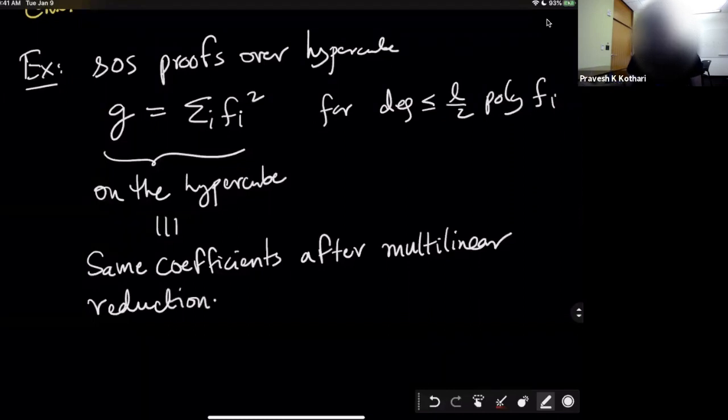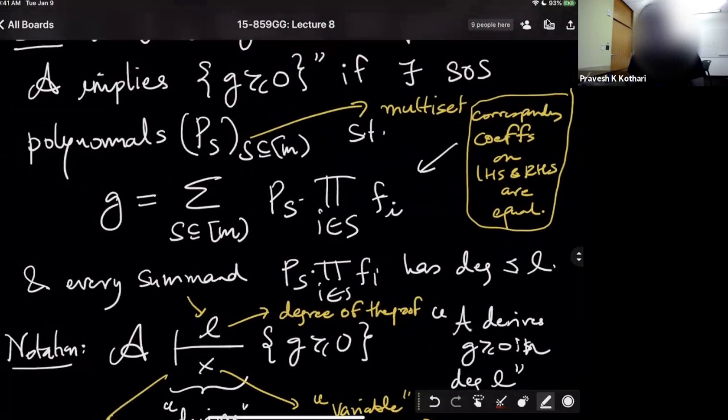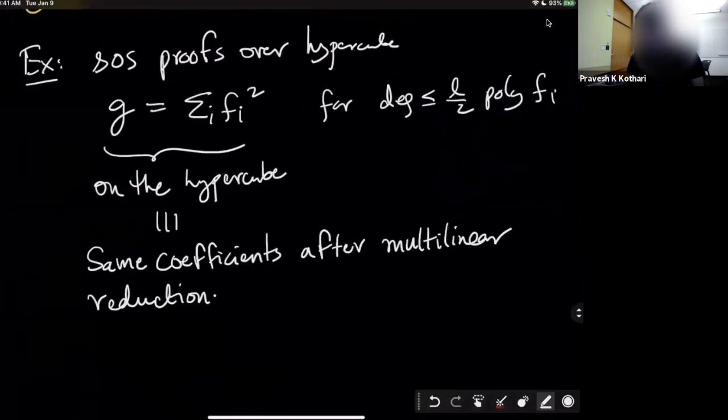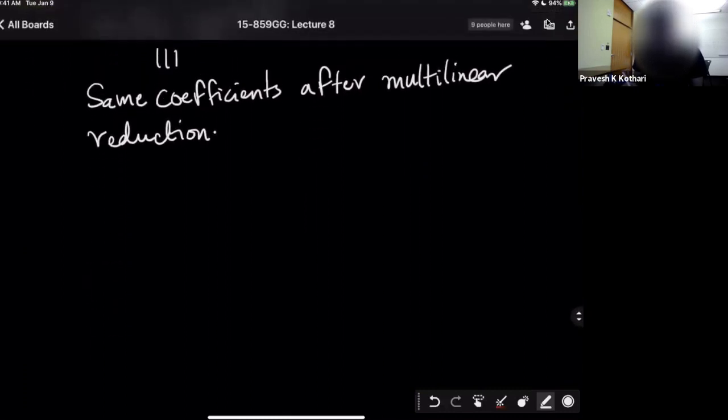So why is this equivalent? We just defined SOS proofs in general as this kind of representation, where the equality has to hold as real polynomials. But over the hypercube, we gave this special definition where the two polynomials had to be equal as functions on the hypercube, which only implied that they should be equal in the sense of coefficients after multilinear reduction. So why are these two equal? This is an exercise in formally checking things correctly. So I will do this, just so that it's absolutely clear that the definition we just gave is a generalization.